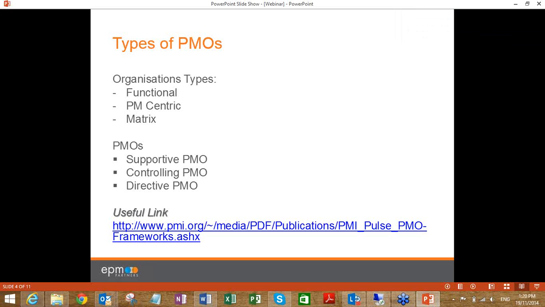While the directive PMO, where the project managers report to the project management office, where they are actually managed by the project management office to deliver projects within the organization, is the directive PMO. So the directive PMO is more than a governance body or an advisory body, but it's actually a delivery body. It delivers the projects. The PMO would be responsible for the delivery of projects and programs.